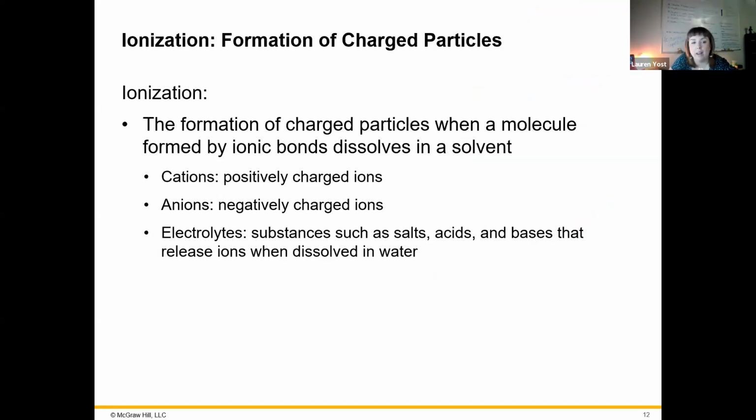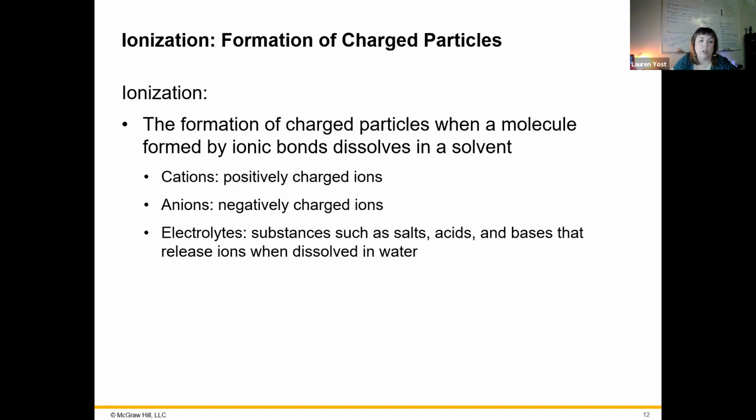So those cations are the positively charged ions. I think of it as cation has a T in it. That's like a plus sign to me. And anions, those are going to be negatively charged ions. So chlorine would be the anion, the negative, and the sodium would be the cation, right?